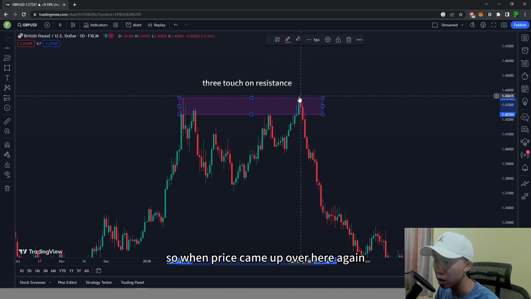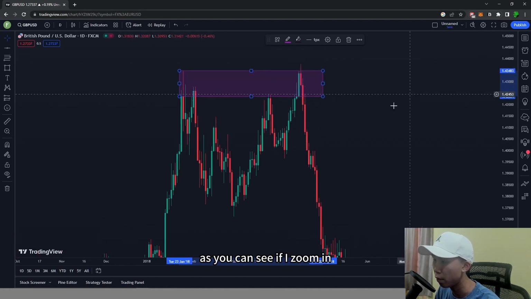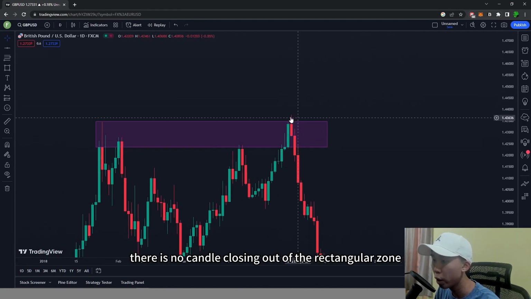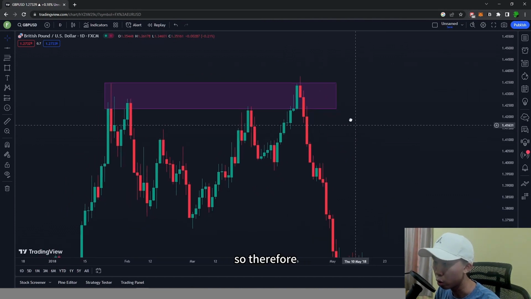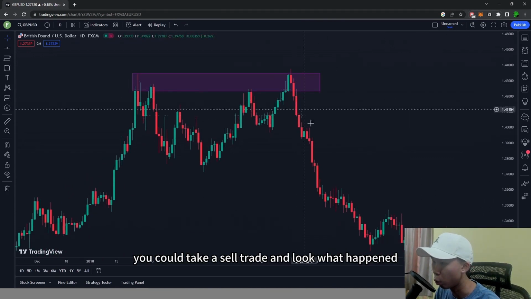So when price came up over here again, as you can see, if I zoom in, there is no candle closing out of the rectangular zone. So therefore, you could take a sell trade, and look what happened.